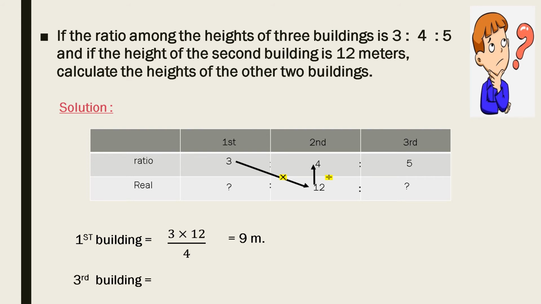Repeat the same steps to find the third building. 5 times 12 over 4 equals 15 meters.